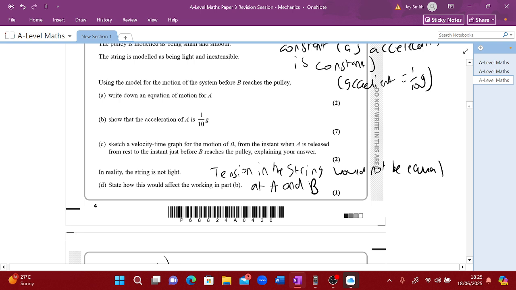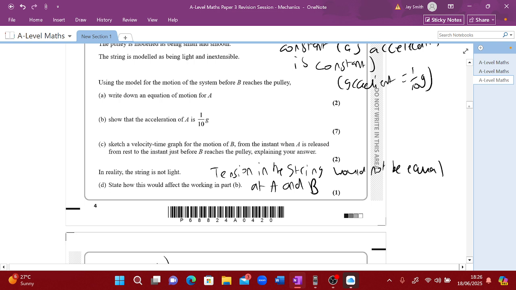So I can explain that. Well, being light means it has no mass. So the string doesn't have mass. I guess if it has no mass, then the tension would be equal throughout the string.